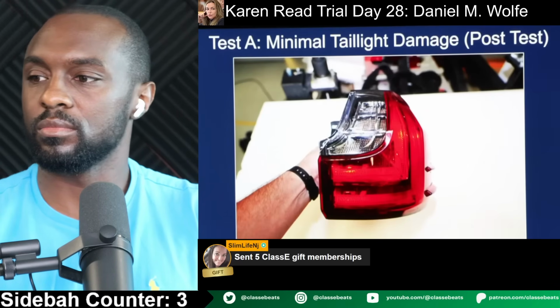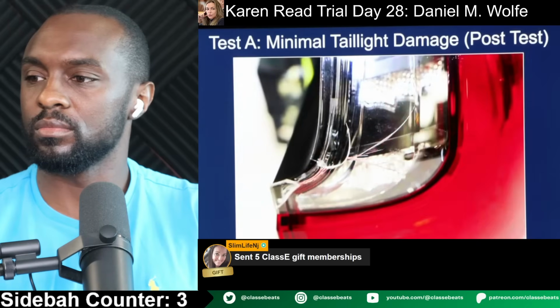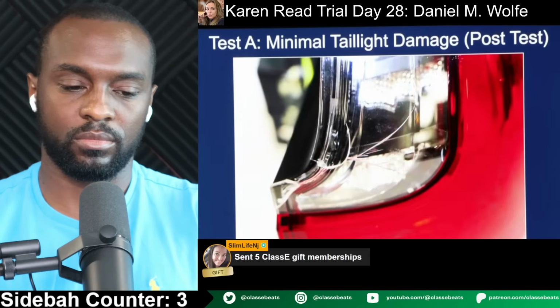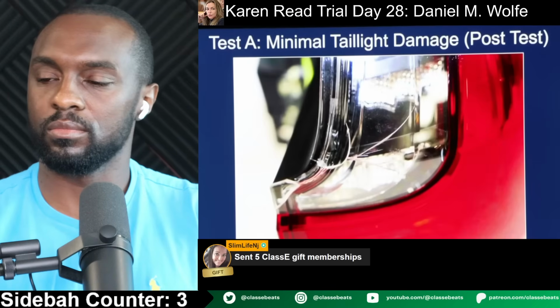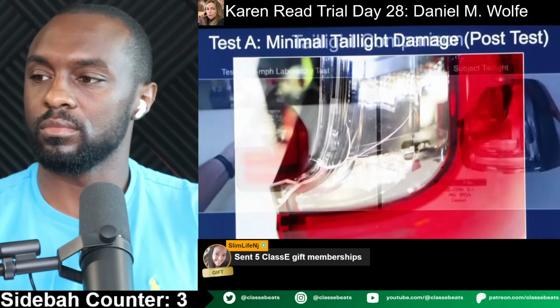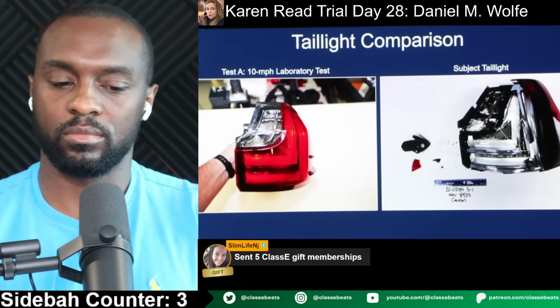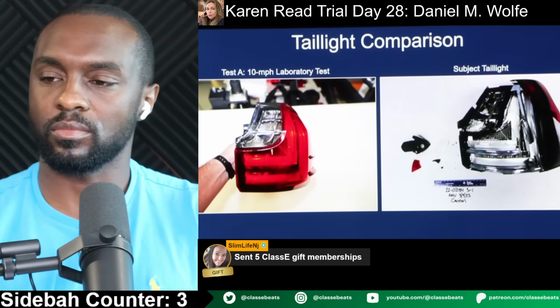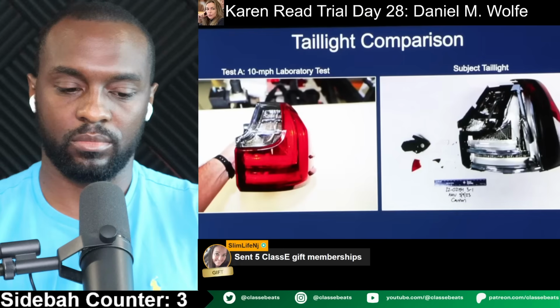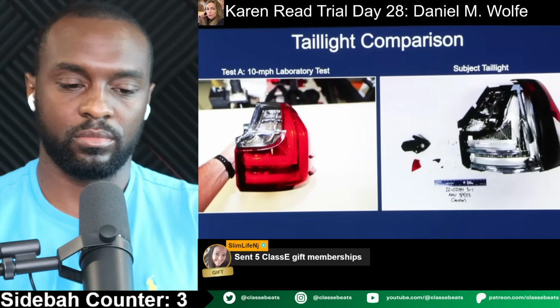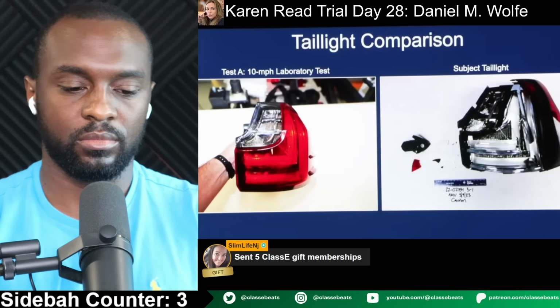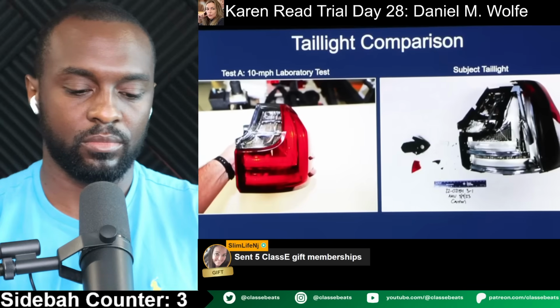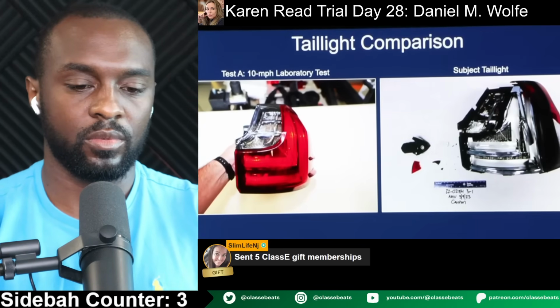If I may, go to the next slide. Sure. So this was the totality of that damage at 10 miles per hour. I would describe it as minimal and superficial. Okay. Next slide, please. What is this? So this is the photograph that I just showed you compared to that of the subject taillight, so that you can have a side-by-side comparison of the test taillight compared to that of the subject.